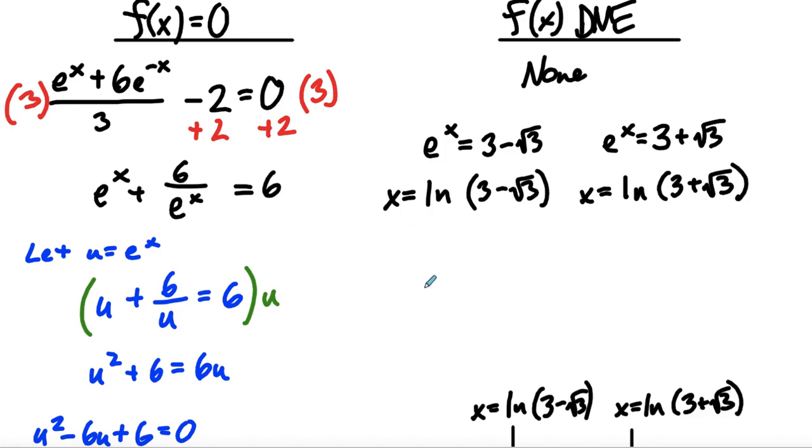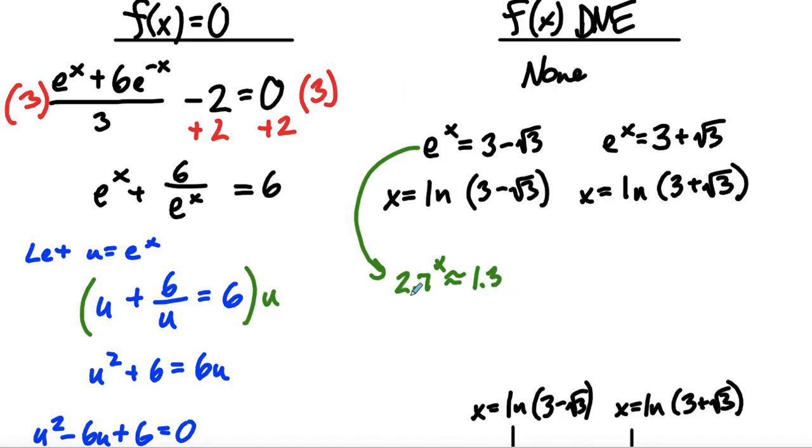If you don't have a calculator, you have to get a little bit creative, because what you're really saying, back to this part here, is you're saying, well, e is about 2.7, right? And you have 3 minus square root of 3. Well, square root of 3 is about 1.7. So really you're saying 3 minus 1.7 is 1.3. So what you're really saying is 2.7 to some power is about equal to 1.3.